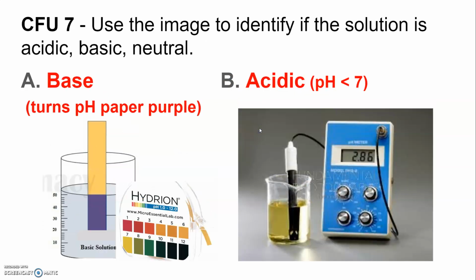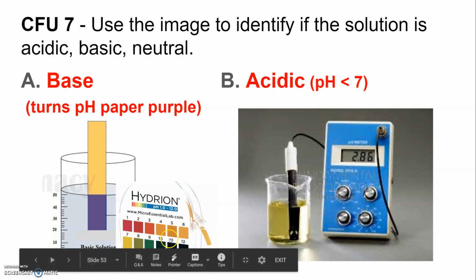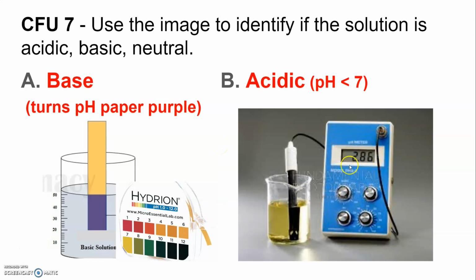All right, so A is a base because it turns the pH paper a purplish blue color, and you can see here that falls in the category of a base, with a pH greater than 7. So it can be something like 10 or 11. That's what that color looks like. And so it's basic. And for B, if you look at the pH probe, it reads 2.86. If a pH is less than 7, and 2.86 is less than 7, it's going to be acidic.